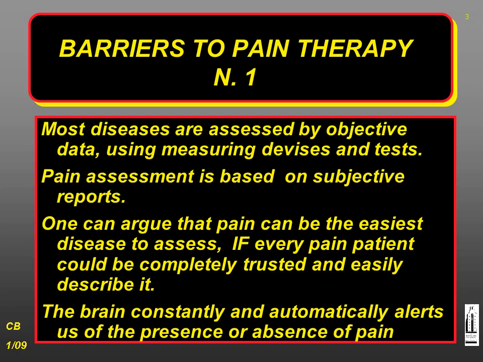One can argue that pain could be the easiest disease to assess if, and this is an extremely important if, every patient could be completely trusted, and if all patients would know how to report their pain in a standardized manner. Our brain is an effective endogenous device to assess pain, as it not only alerts an individual of the presence or absence of pain, but also of its possible location, intensity, and its characteristics.